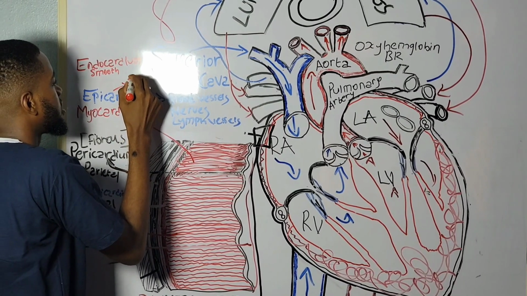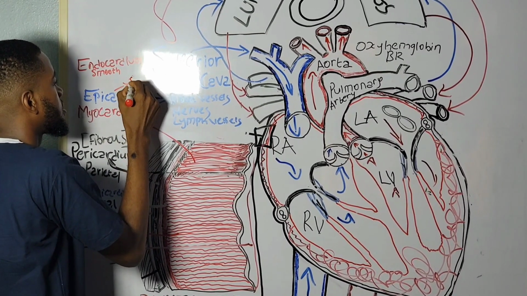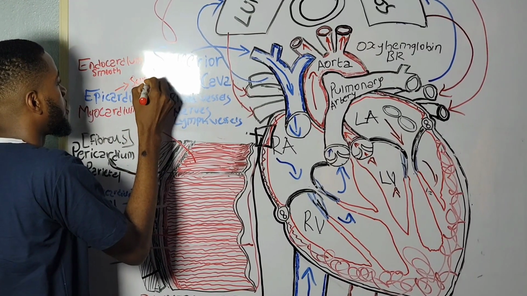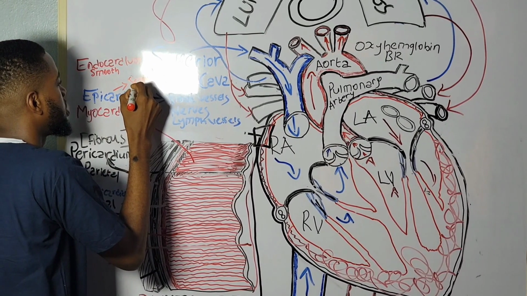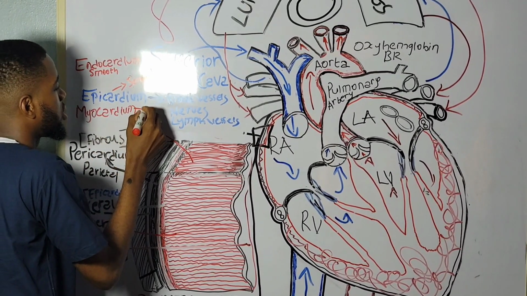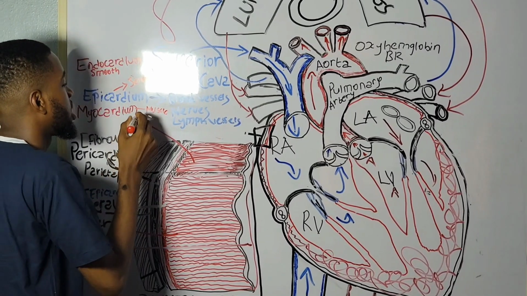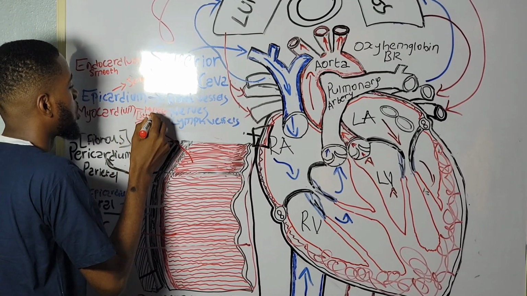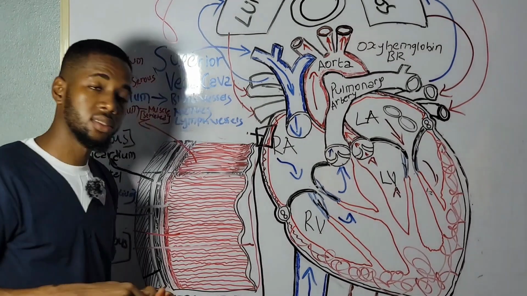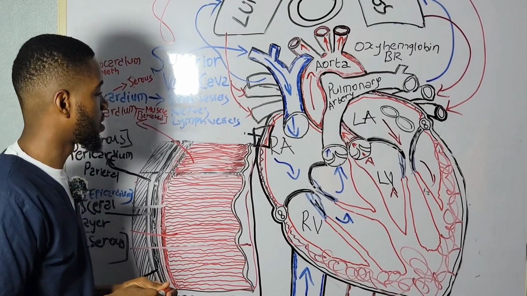Epicardium is fibrous and is serous in nature, and is responsible for the production of serous fluid. The myocardium is muscular in nature. And well, if you are asking, the muscles are striated, but they are all connected. So at least there we have it, the significance of the heart.